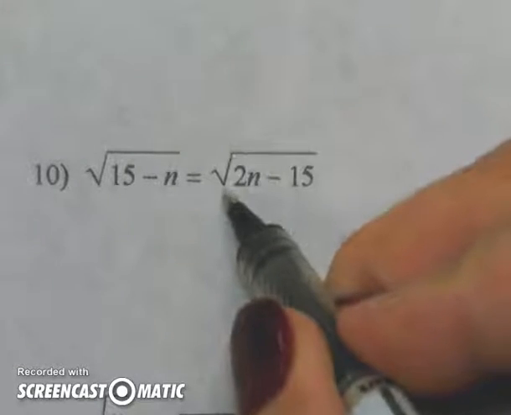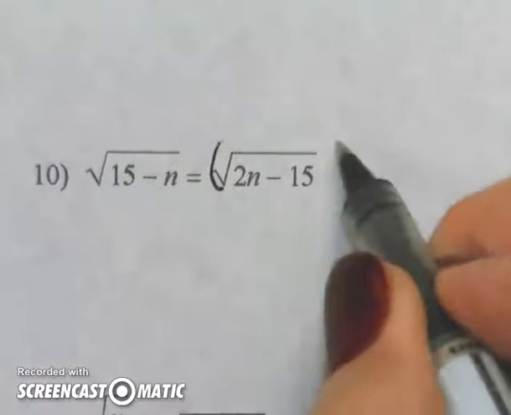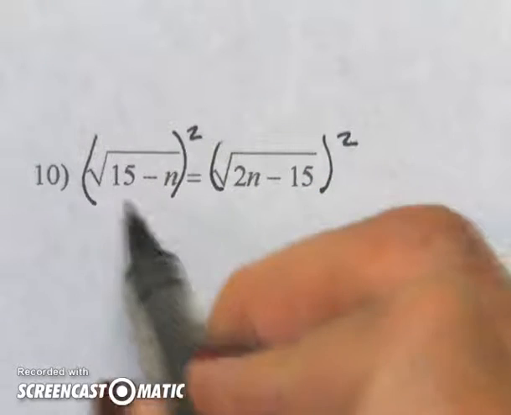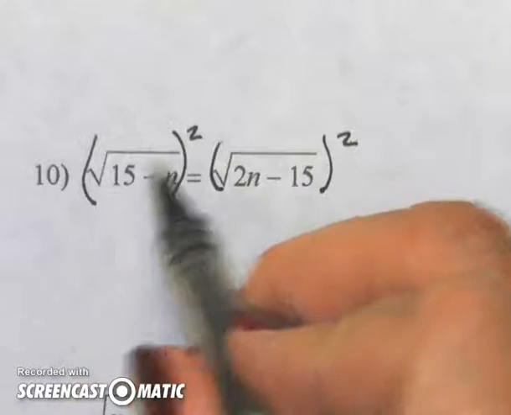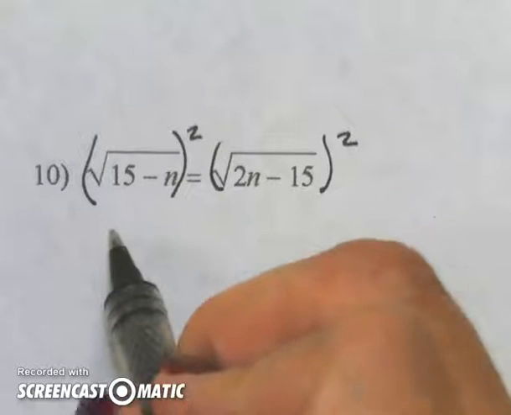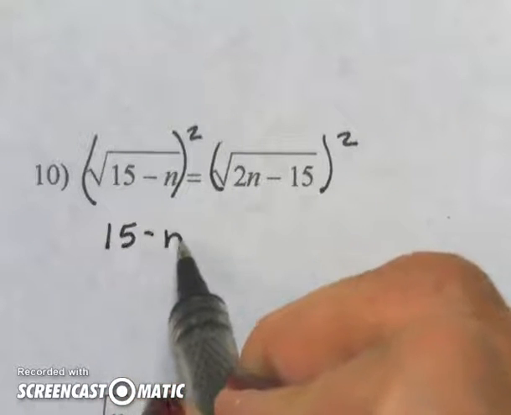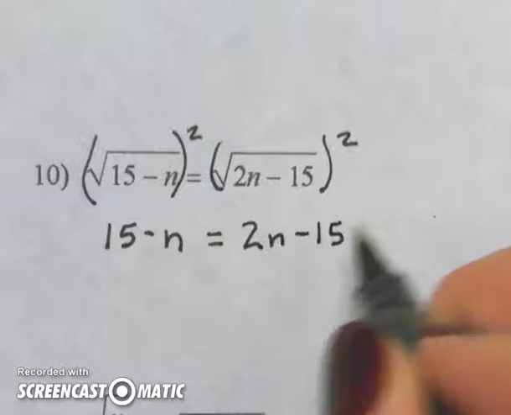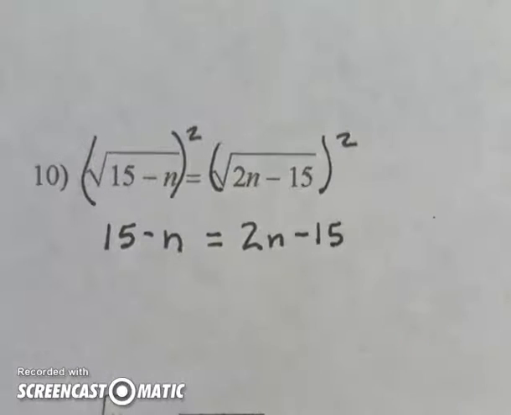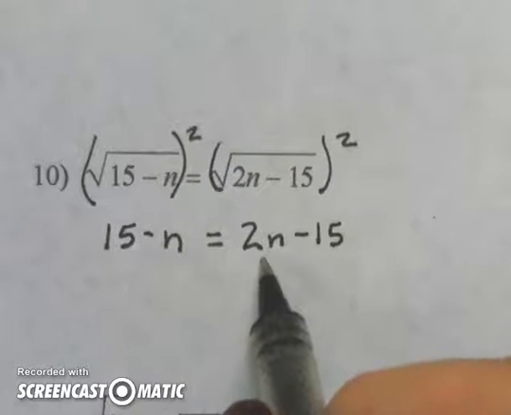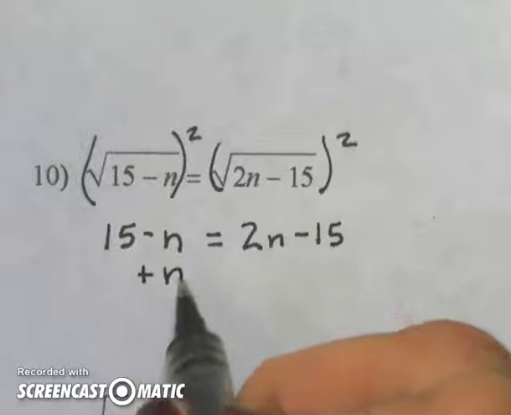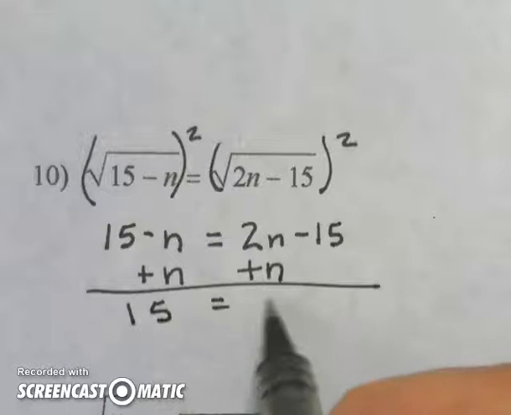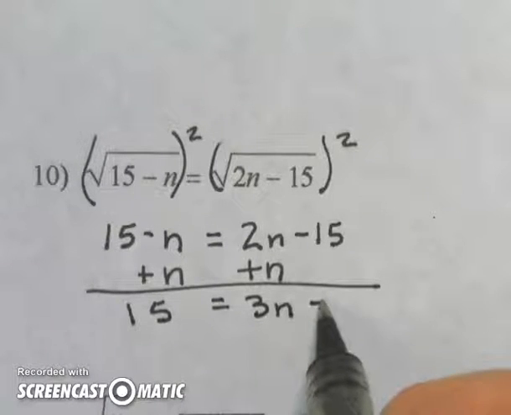And so now, because these are square roots, I'm going to square both sides. The squaring is the inverse of the square root, so it eliminates that, and all I have left is what's on the inside. 15 minus n is equal to 2n minus 15. I need to solve my problem. Since I have n's on both sides, I'm going to add 1 n to both sides. So I have 15 is equal to 3n minus 15.